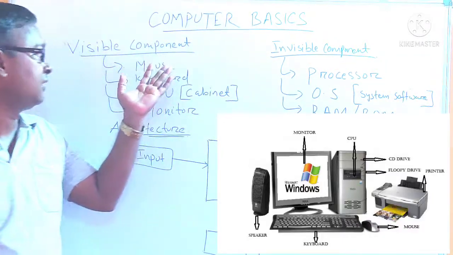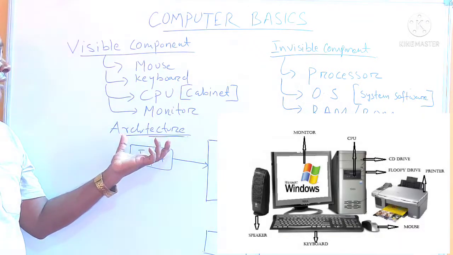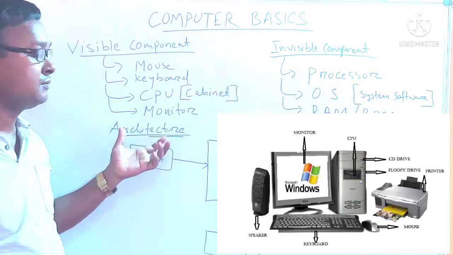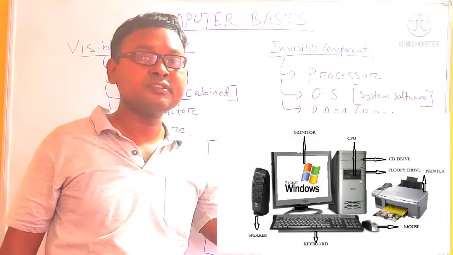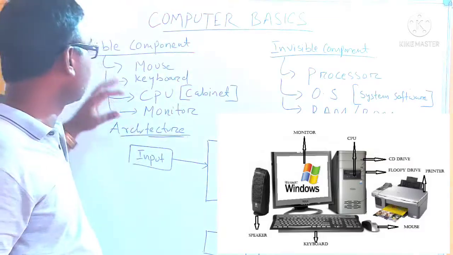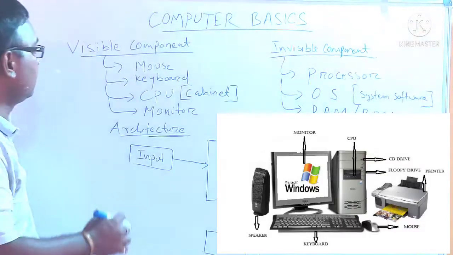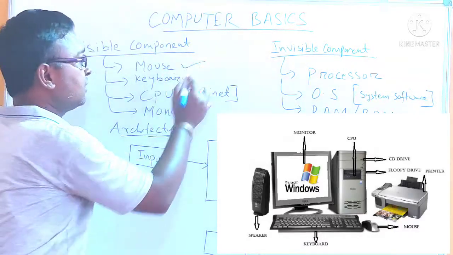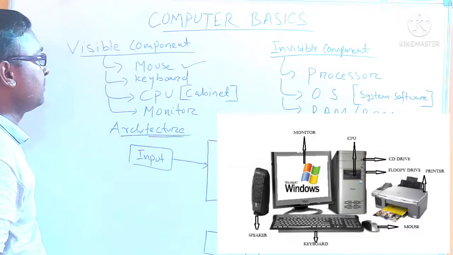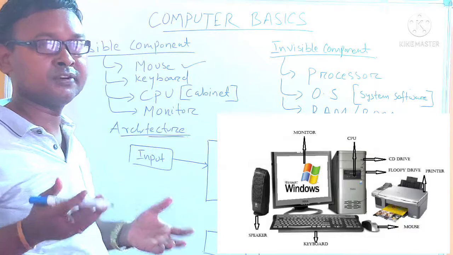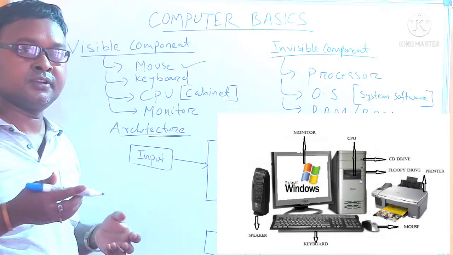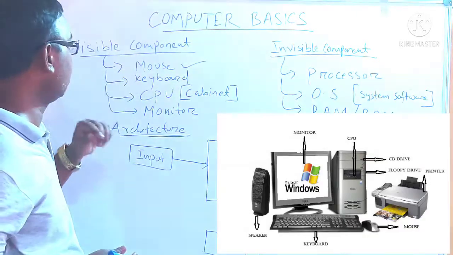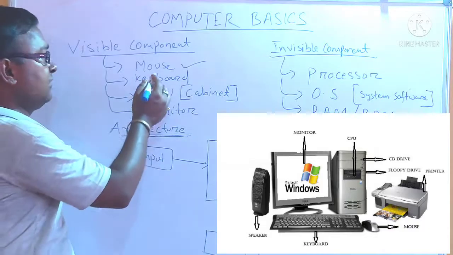I have divided this into visible and invisible components so that it will be much easier for you to understand what the visible components of your computer system are and what the invisible components are. So let us discuss one by one. The visible components of your computer system include the mouse. You already know what a mouse is. It is visible to you in front of your desktop computer system, so you can see the mouse. That is why I have divided that component as a visible component.